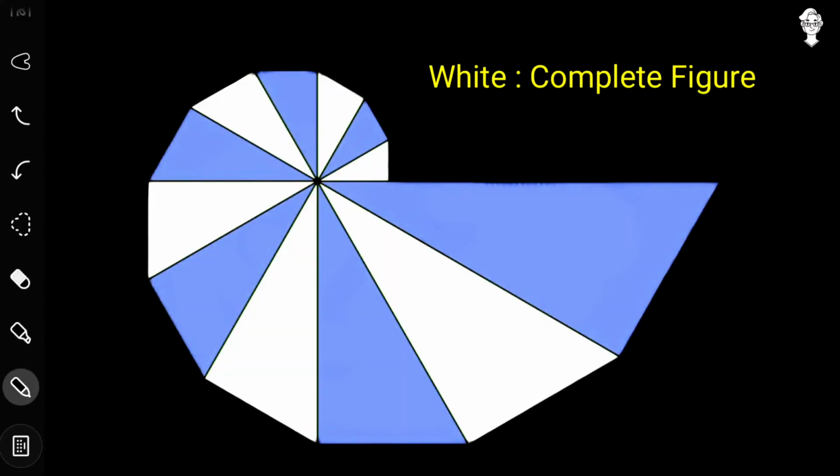So first of all, let us count how many similar right angle triangles are present in the spiral. 1, 2, 3, 4, 5, 6, 7, 8, 9, 10, 11 and 12. Okay, so 12 similar right angle triangles are present in the spiral. Keep that in your mind and let us move on to the solution.